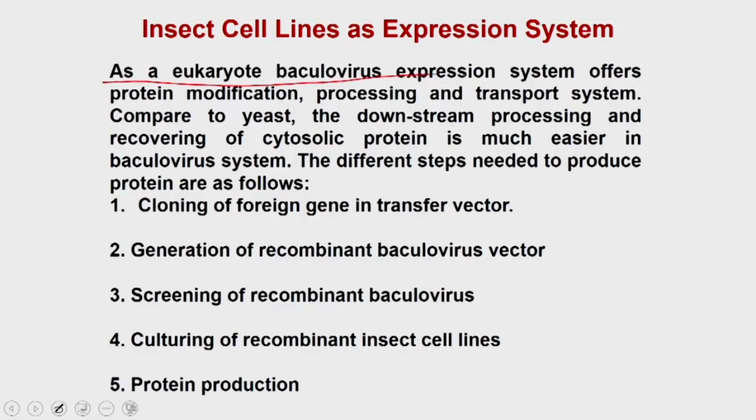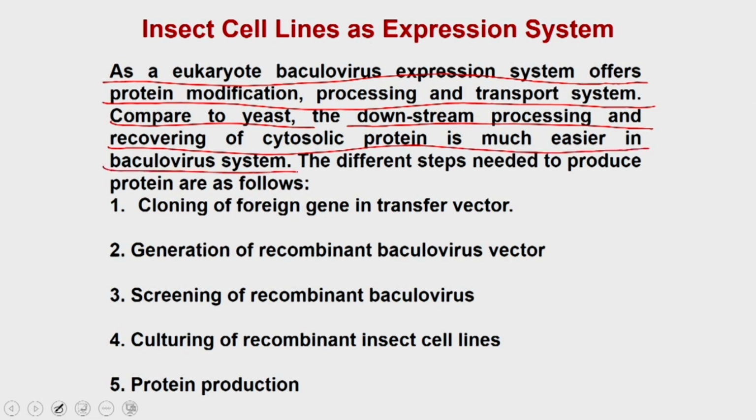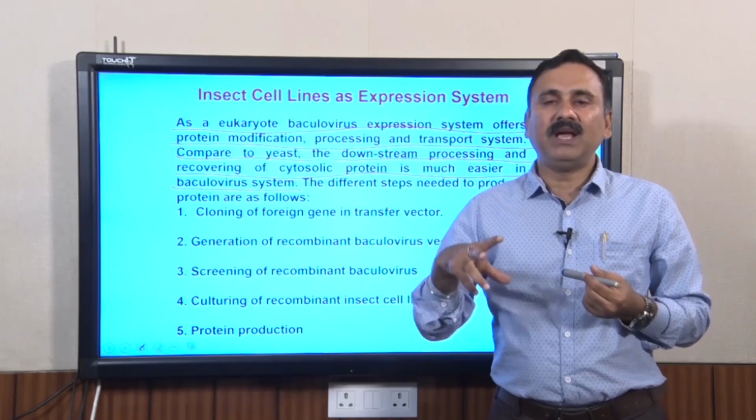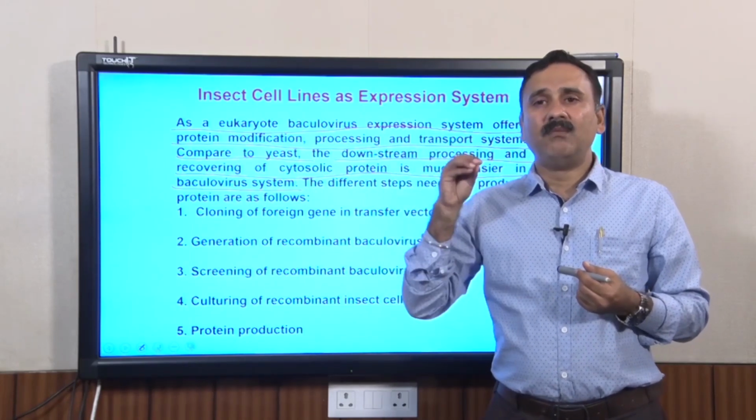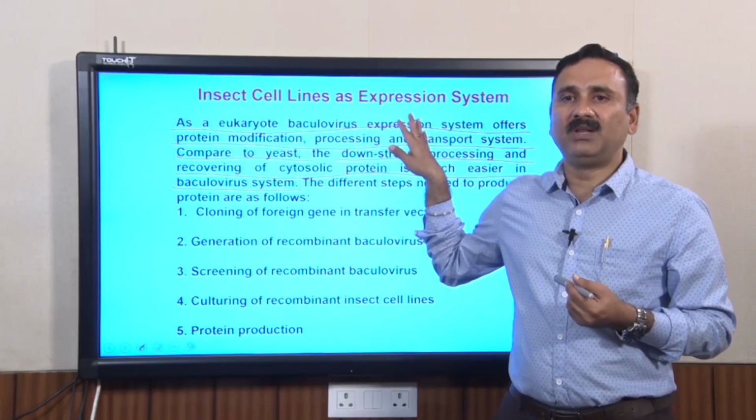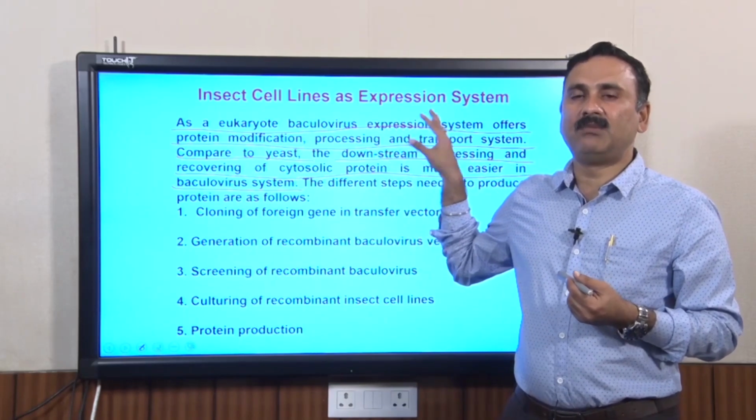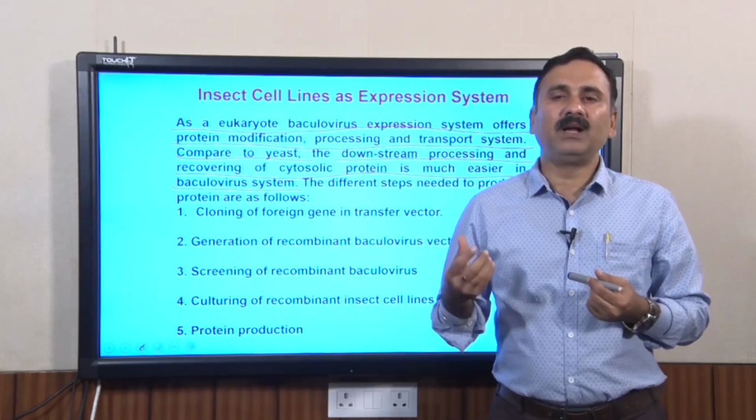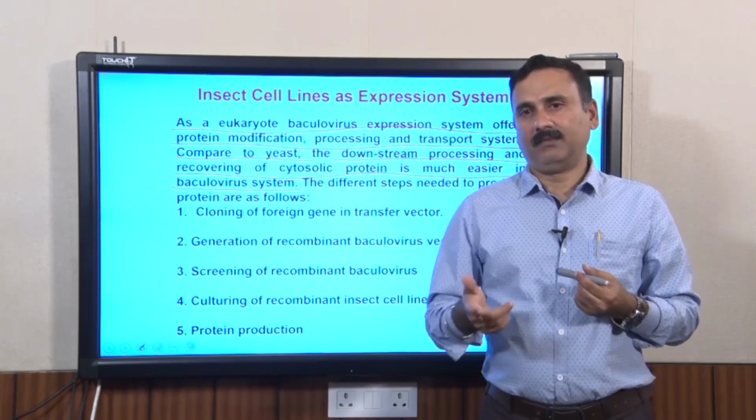As a eukaryote, the insect expression system offers protein modifications, processing and transport systems. Compared to yeast, the downstream processing and recovery of cytosolic protein is much easier. If you remember, we discussed that yeast has a very strong cell wall, and because of that the recovery as well as the processing of these cells is much more difficult. This is simplified in the insect cell line expression system, because insect cells are easy to break and the recovery is much better.